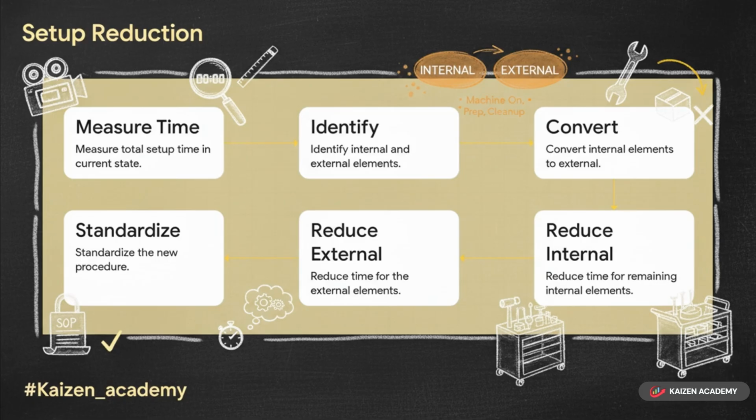Step 3, convert as many of those internal elements to external as you possibly can. Step 4, once you've moved everything you can to the external side, focus your engineering power on reducing the time for the remaining internal elements. Think quick-release clamps instead of traditional, slow bolts. Step 5, reduce the time for the external elements. Get your tool cards organized, streamline your transport. And Step 6, standardize the new procedure. Because if you don't lock the new standard in place, human nature guarantees you'll drift right back to the old 4-hour changeover.